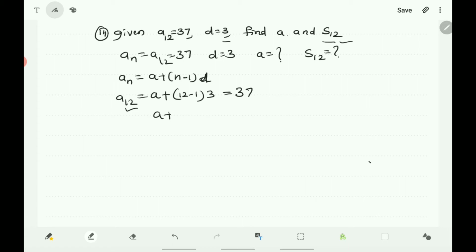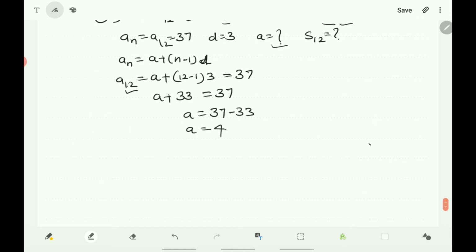Then a plus 12 minus 1 is 11. 11 threes are 33, is equal to 37. a is equal to 37 minus 33. So a is equal to 4. You got the value of a here.